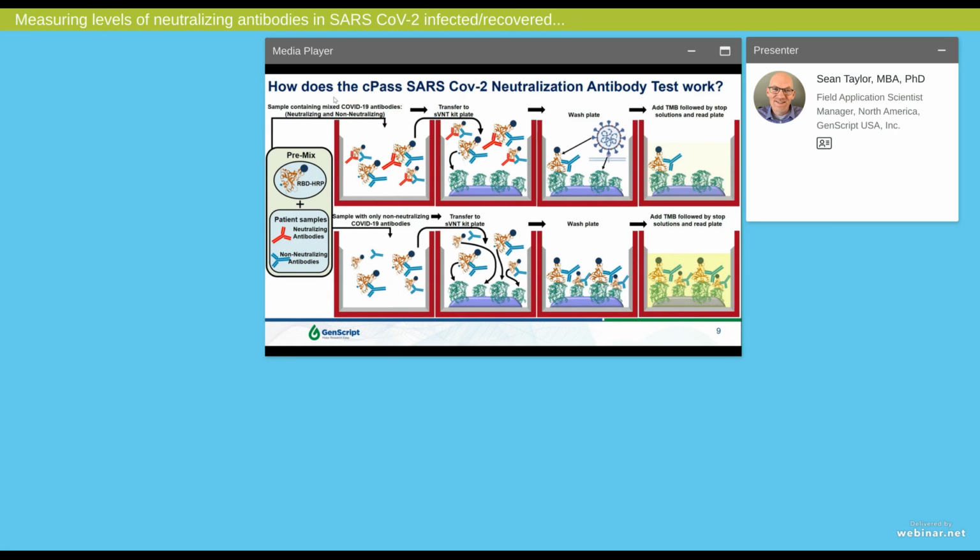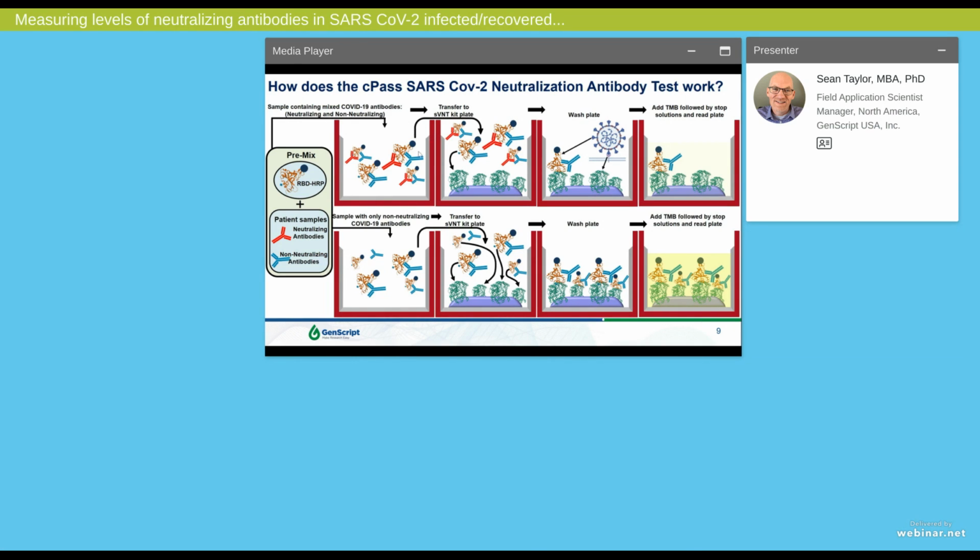So just to give a specific example of how the Cpass SARS-CoV-2 neutralizing antibody test works, what we do in this test is we start by mixing the individual sample, the person who was infected and recovered or vaccinated from SARS-CoV-2, with the purified RBD-HRP complex mixture. So we make this mixture and we incubate it together for 30 minutes. After a 30-minute incubation, in the case where we're generating neutralizing and non-neutralizing antibodies, you can see that the neutralizing and non-neutralizing antibodies are binding to most of the molecules. There's one molecule here that only has a non-neutralizing antibody bound.